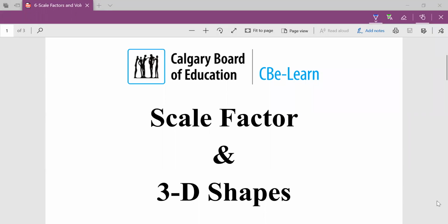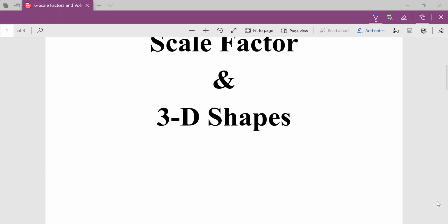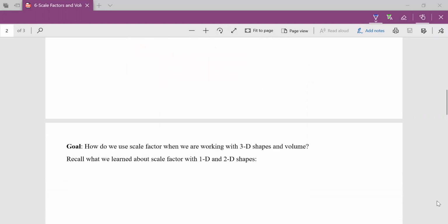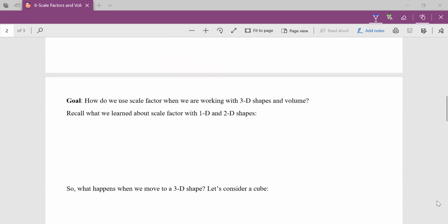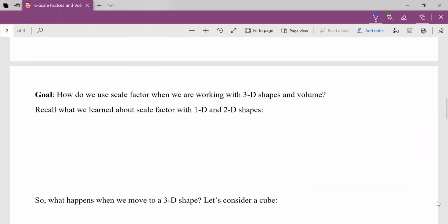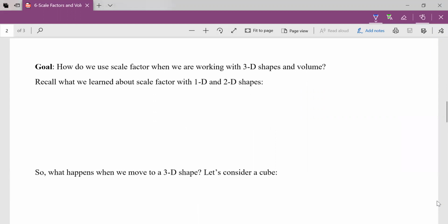Hey, mathletes, here we are, the last lesson in this unit. Scale factor in 3D shapes. So at this moment, we've talked about scale factor as it relates to one-dimensional shapes and two-dimensional shapes, but let's talk about scale factor in three-dimensional shapes.